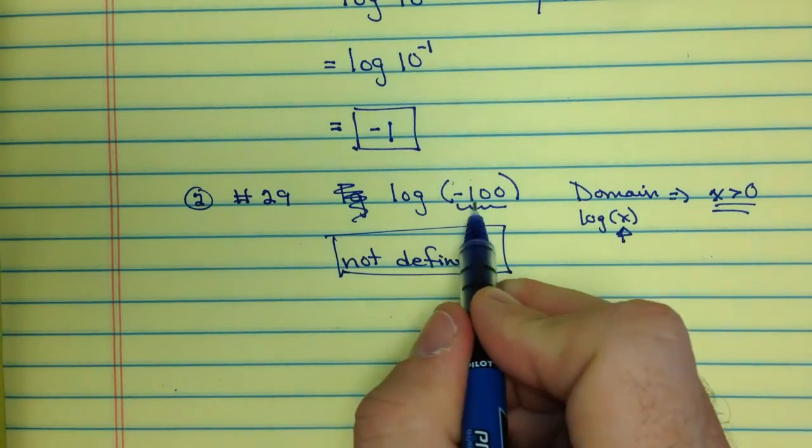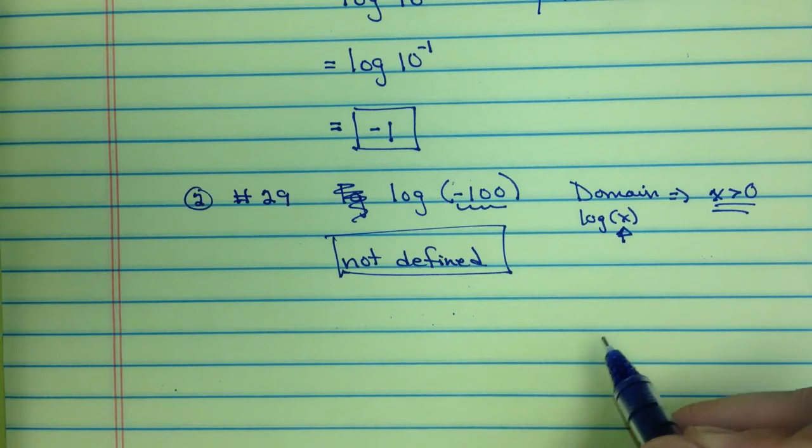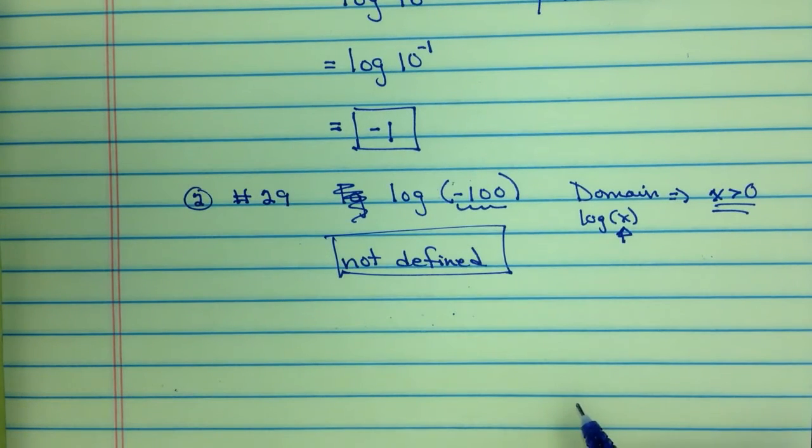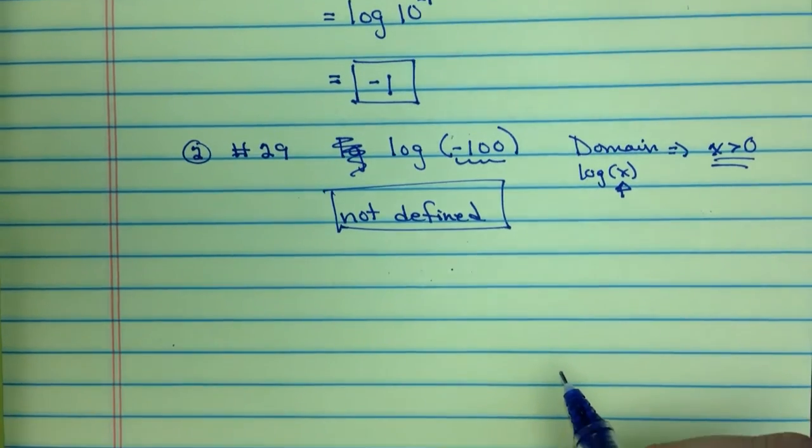Because negative 100 is outside of the domain of the log function. I can't plug a negative number into log. It just doesn't work.